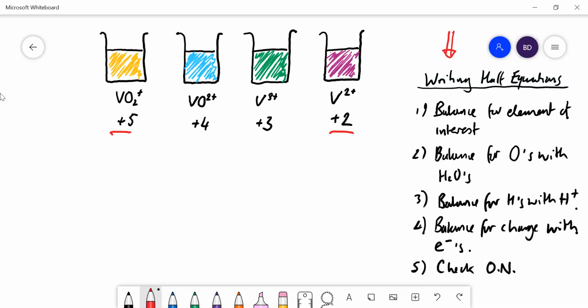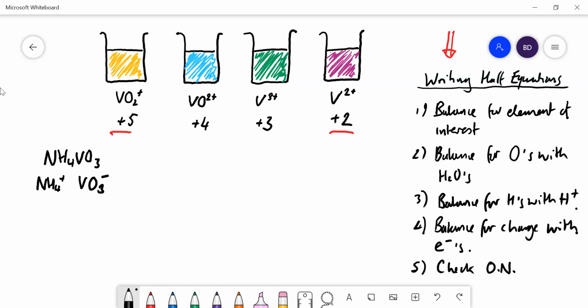Right, so vanadium is usually supplied as ammonium metavanadate, which has the formula NH4VO3. Sorry, there's no minus on it, but what I'm going to say is that it exists as the ammonium ion, which is a spectator ion, I'm not going to do anything with it, and the VO3 minus ion. You can see the oxidation state of vanadium in VO3 minus is +5.